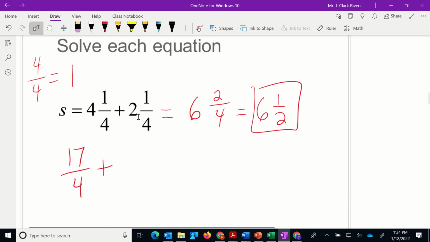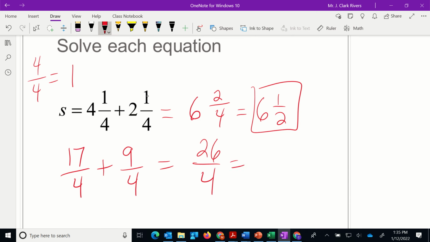Plus, same idea, 2 times 4 is 8. 8 plus 1 is 9, so that becomes 9/4. Again, what did we do there? The whole number multiplied by the denominator, add anything in the numerator to it. And now we just add. We keep our denominator of 4. What's 17 plus 9?